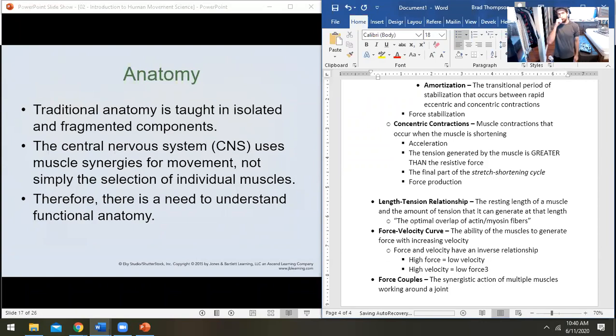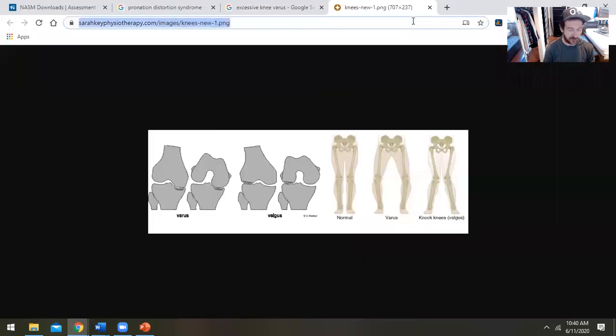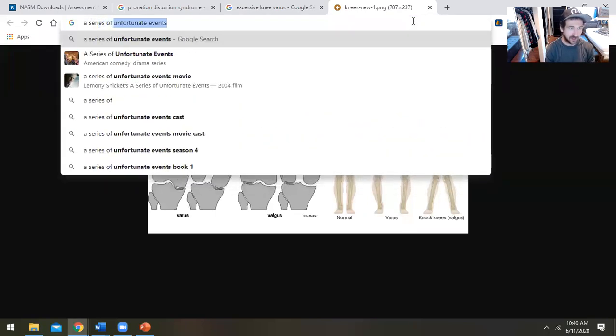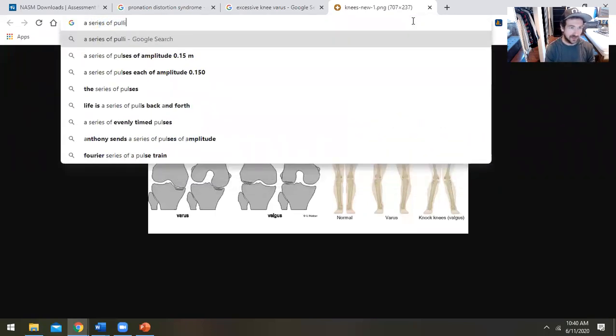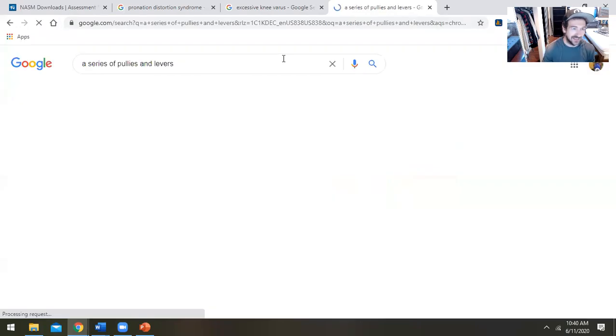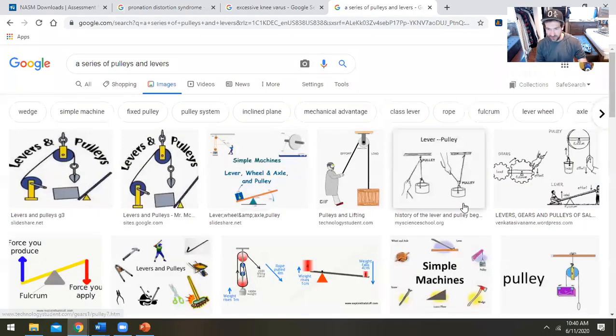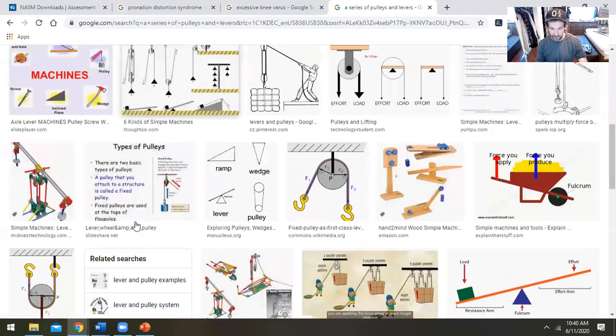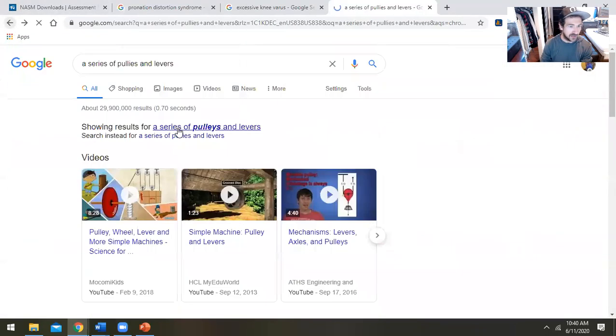It's like when you see a series of pulleys. I don't know how to Google this. A series of pulleys and levers. Okay. So, oh wait, actually, I lost it. There was a picture on the first page that was really good. Oh, it's a video. I can't pull that up.